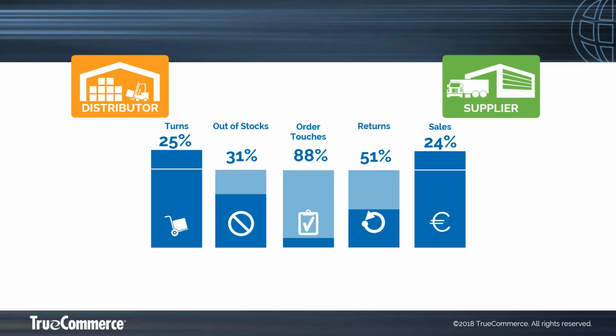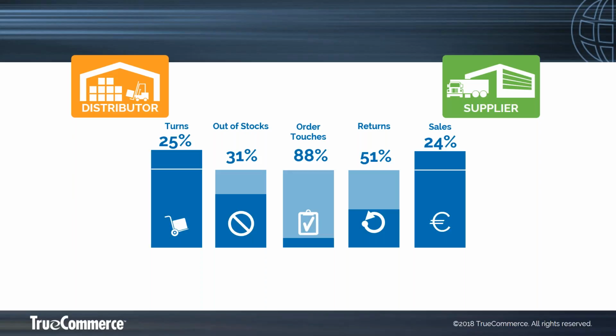So turns, practically, we see an increase of up to 25%, which of course has a huge impact on working capital performance and simply also rationalizing inventory on the distributor retailer side. Out of stocks, we see a decrease of up to 31% on average of out-of-stock occurrences, which results, of course, in way less lost sales.